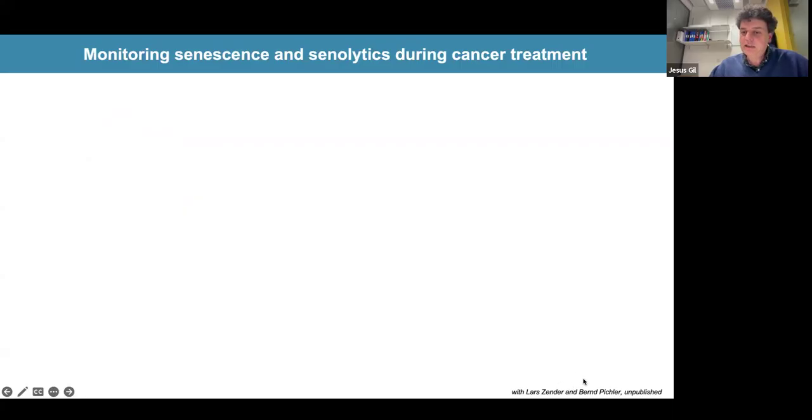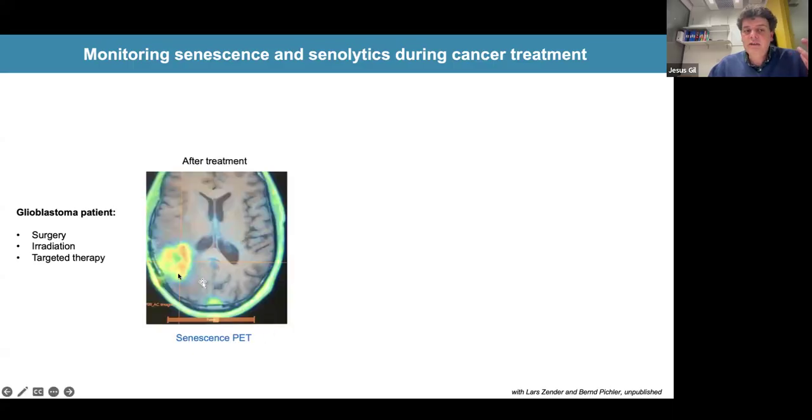So in the context of some clinical trials, what Lars did is he had a patient with glioblastoma, a very aggressive brain tumor that was subjected to surgery and irradiation. So that made an improvement in the patient for a number of months, but eventually these tumors are lethal, they reappear. And when the tumor reappeared, Lars took the patient to the clinic, and apart from just monitoring the tumor itself, used this senescence PET to try to see whether there was a senescence signal. And indeed there was, where the tumor was, there was this strong senescence signal. This is not a surprise because irradiation is known to cause senescence.